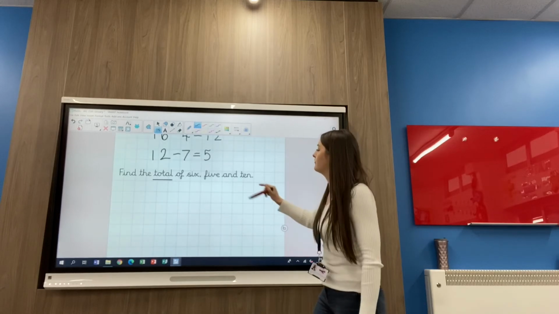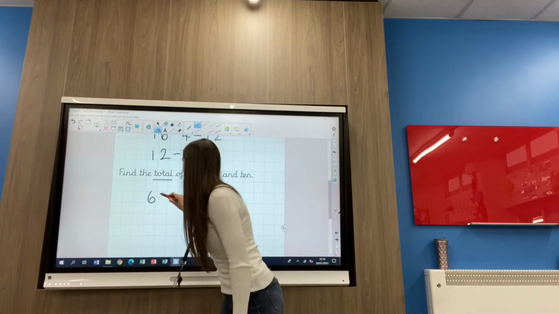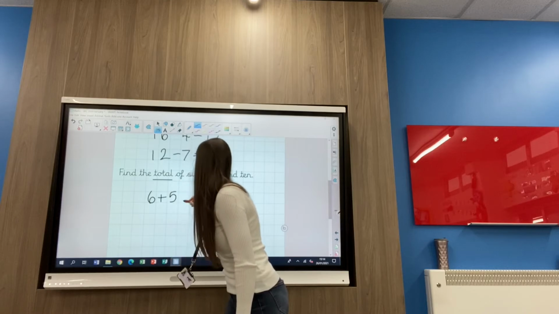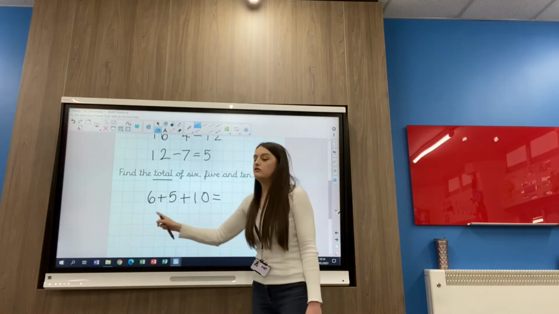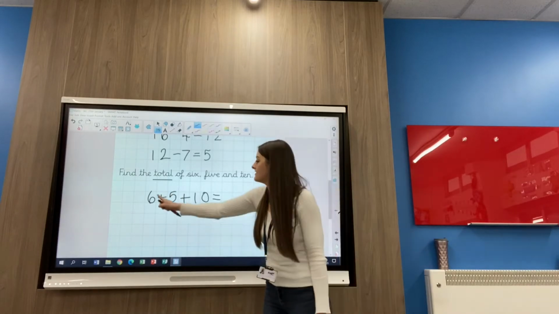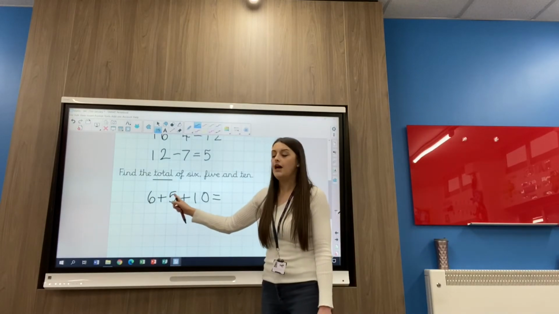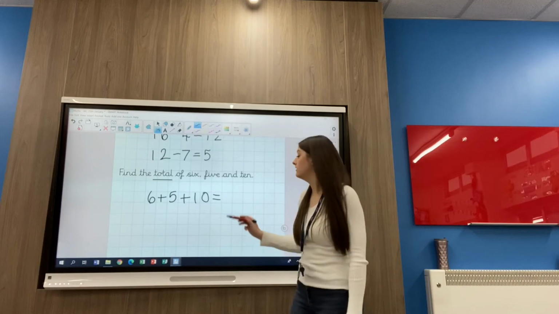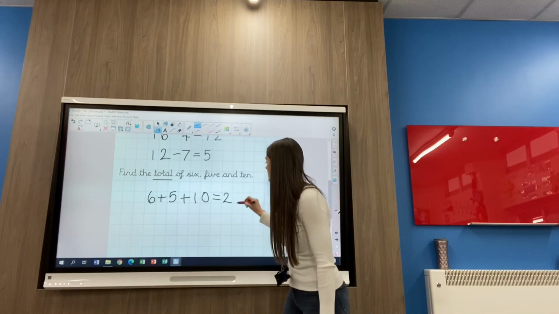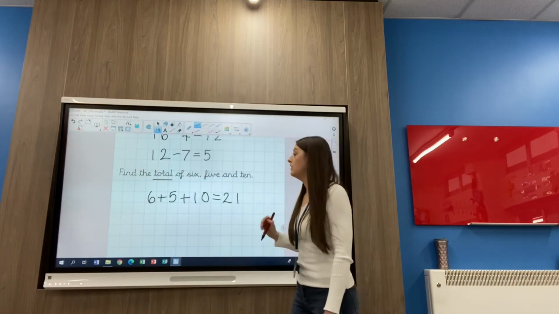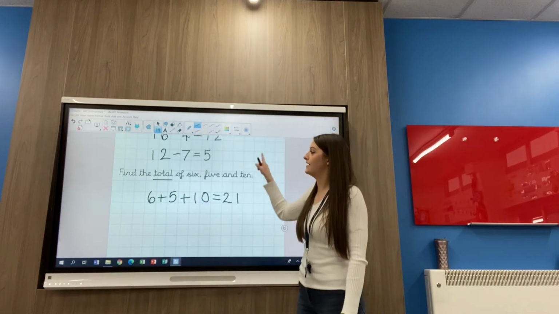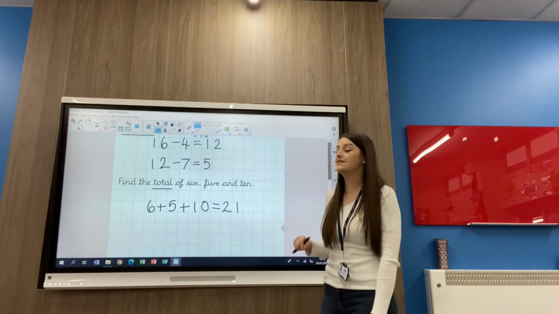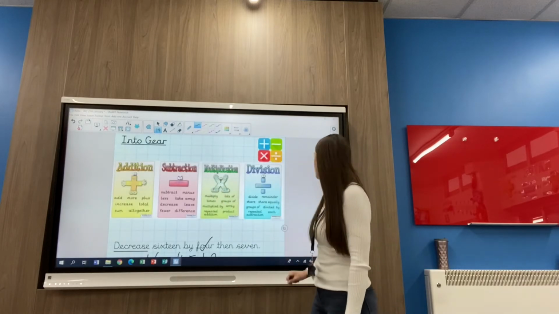So I've got 6 add 5 add 10. From looking at that, I can use my knowledge of numbers and I know that 6 add 5 is 11. And then if I add 10 to 11, that's 21. So remember to be using your knowledge of mathematical vocabulary today to help you decide which operation you're doing.